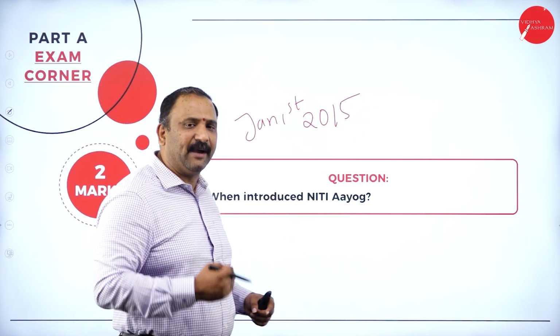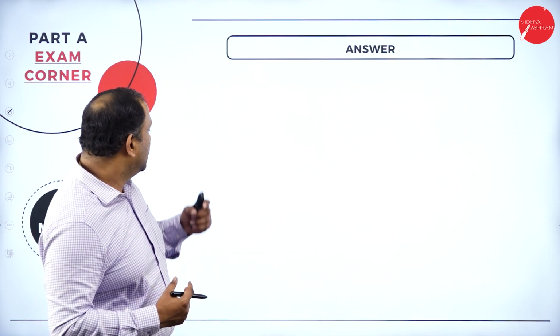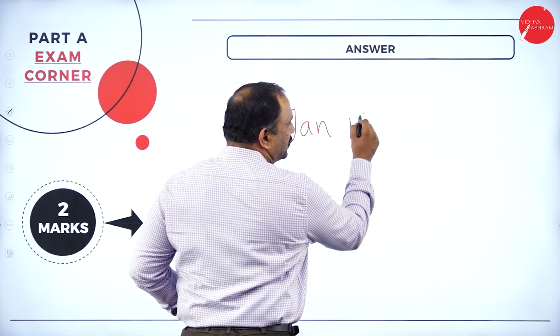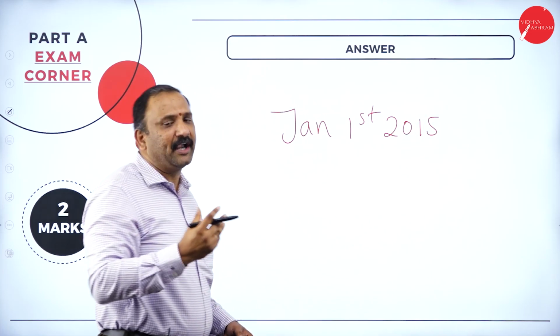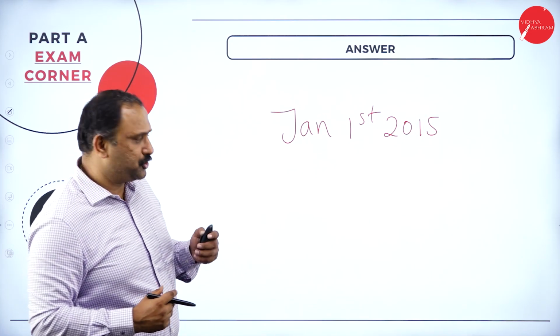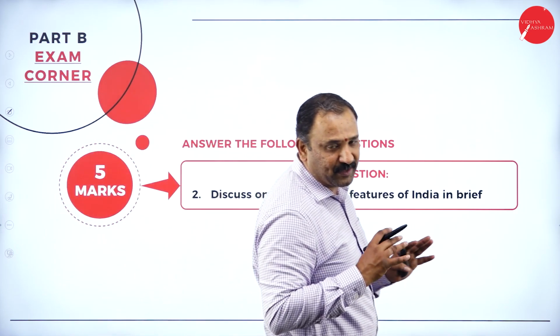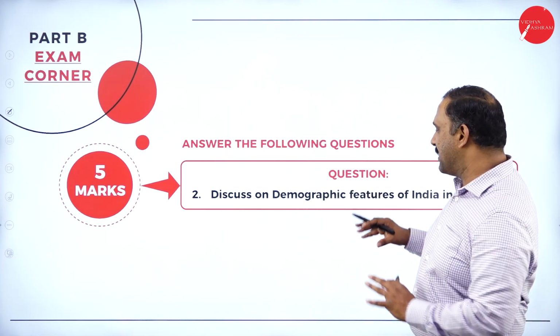Which is basically about the transformational process of the Planning Commission. Now, this is what we are going to say: it was formed on the date January 1st, 2015. It was introduced. So if you can write this much, you will definitely score your 2 marks. Now, moving further to the 5 marks questions that are very, very relevant for us in terms of scoring. Now, what are the 5 mark questions?